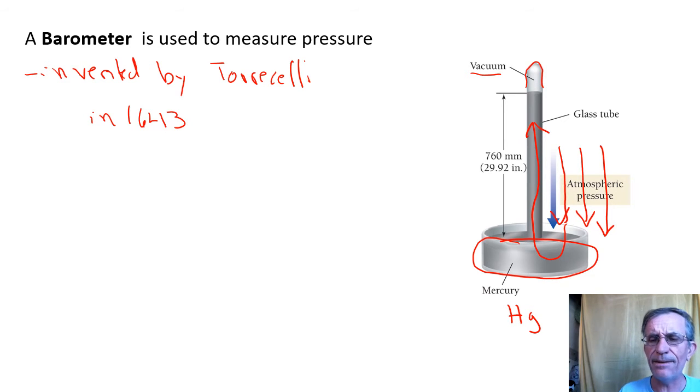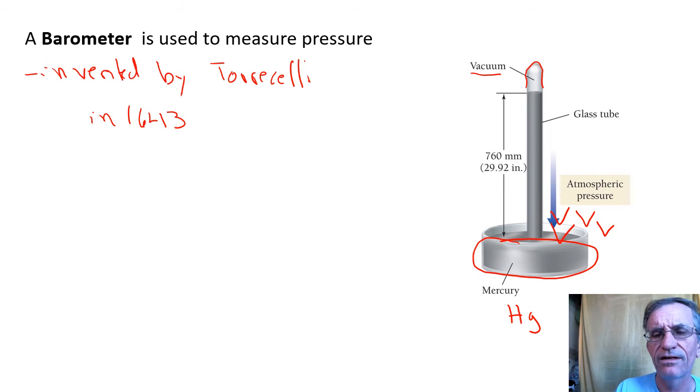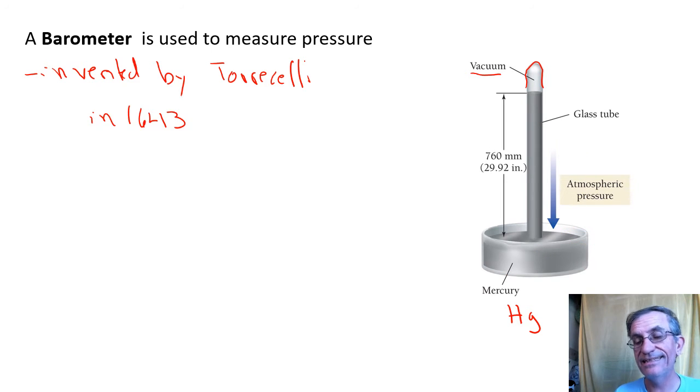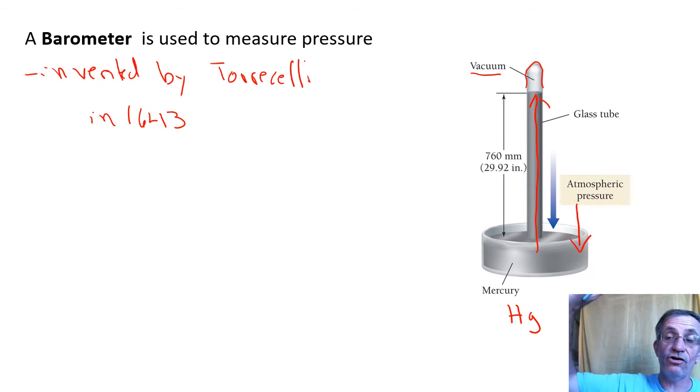Now, depending on how much air is pushing down, because it could change on a clear day and a stormy day, if there's more air, the mercury will go further up the tube. So one way to measure the pressure is you just measure how high that column of mercury is getting forced up. Air pushes down, that makes the mercury rise up. If you've got more air, the mercury is going to go up higher.